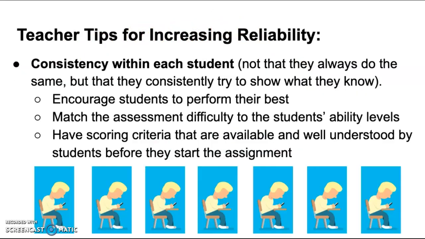In addition, we need to make sure that we have consistency within each student. Not that they always do the same, but they consistently try to show what they know. One of the real challenges is to get kids to try their best in order for us to be able to actually be measuring their best capacity, their best effort rather than a half-hearted attempt. So we need to work hard to encourage students to perform their best on assessments and always do our best to match the assessment difficulty to our students' ability levels. In addition, whatever criteria we're using to score an assessment piece or an evidence piece, we need to make sure that it's well understood by students before they even start the assignment.